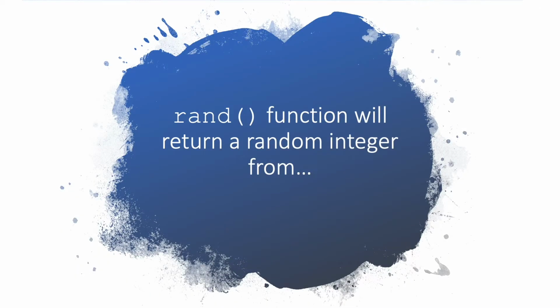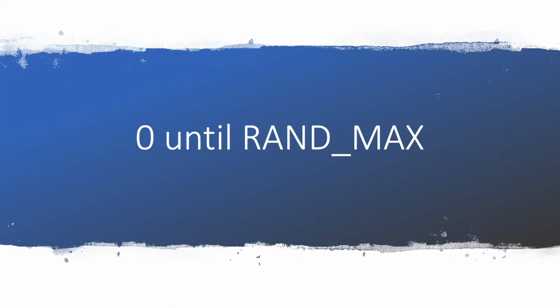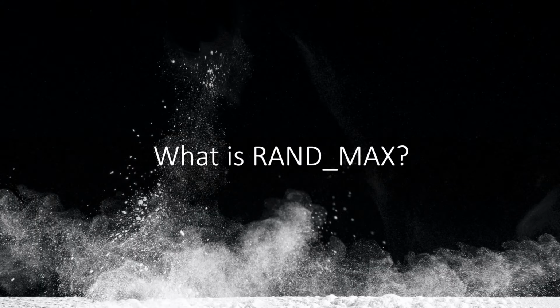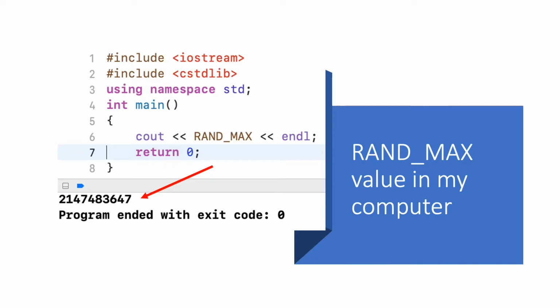When you call the rand function, it will always return a random integer value from 0 until RAND_MAX. But what is RAND_MAX? It is the maximum integer value that an integer can hold. The value varies depending on the system that you are using and the compiler that you are using. In my computer, RAND_MAX gives the value of 2 billion something, as you can see on the screen.